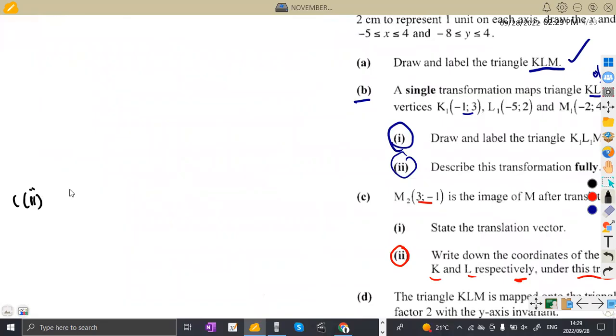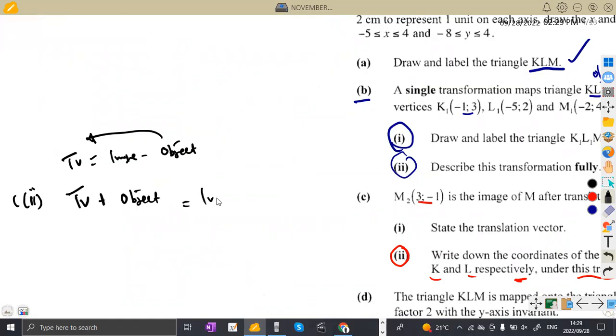From that formula that we have, we say translation vector is equal to image minus object. This time we want to find the image, so I'm just going to take the object to the other side of the equation. It means translation vector plus the object is supposed to give us the image, since we want to calculate the image. So what does it mean? The image of every point is going to be the translation vector added to the object. That is what you're simply having from this part here.